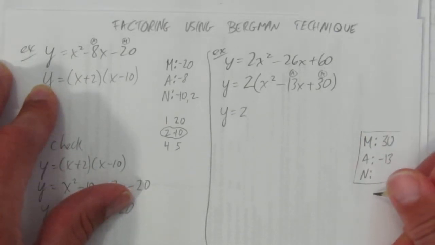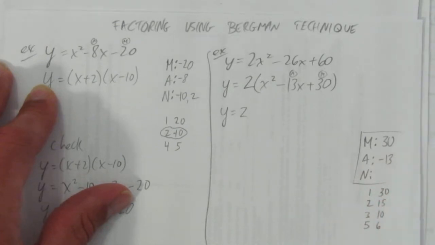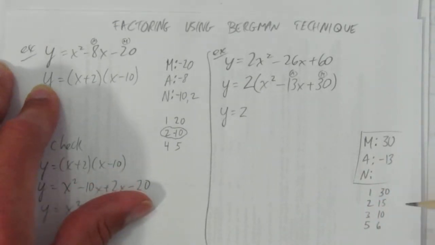If you don't see it right away, list what multiplies to 30. 1 and 30, 2 and 15. Does 3 work? Yep, 3 times 10. Does 4 work? No, 4 doesn't go into 30, but 5 does. 5 times 6 makes 30. That's it. Those are all the possibilities.